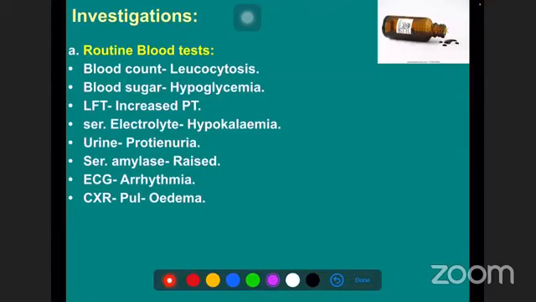So after all these things, what can we do for investigation? Usually there may be leukocytosis, it is common, but we seldom do these things. But we can do the CBC. In CBC, we will see that there is leukocytosis. It is very much important. We should see the blood glucose. There occurs hyperglycemia or hypoglycemia. We should see both these things. Hyperglycemia can occur, hypoglycemia can occur. We should check this. LFT, there may be increased prothrombin time.